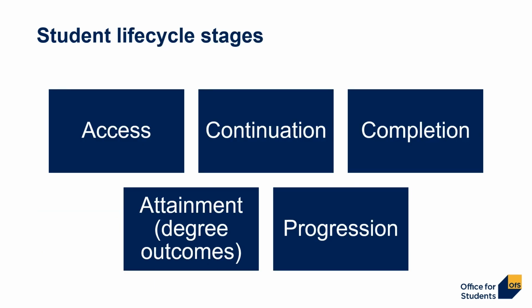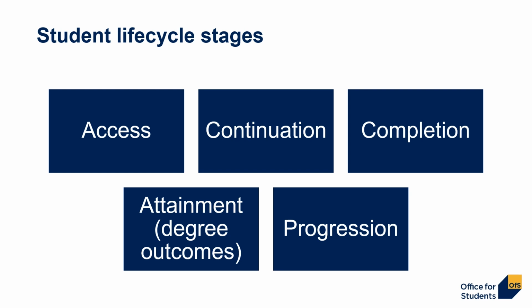I've mentioned that the dashboard shows measures of performance for 5 life cycle stages, which represent a student's journey through higher education. Let's look at these in more detail. Access shows the profile of students entering higher education. Access measures report on the number of entrants with a particular attribute as a percentage of all entrants. For example, they report the percentage of entrants who are female.